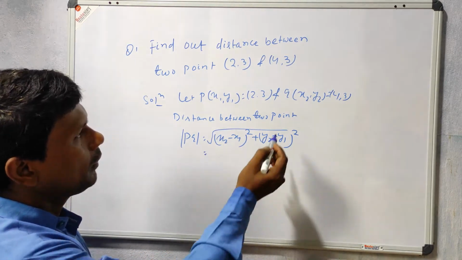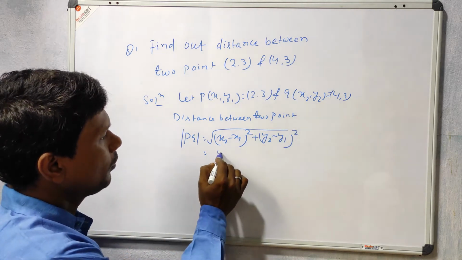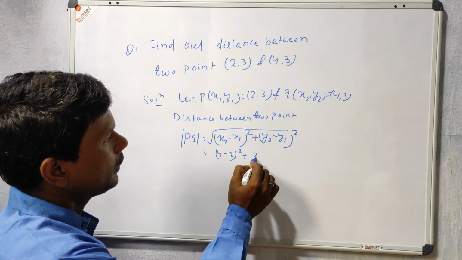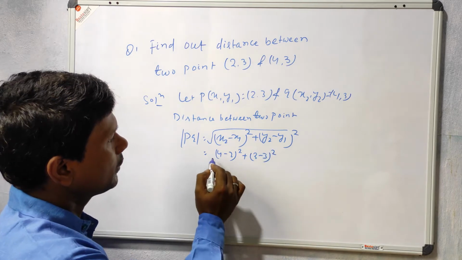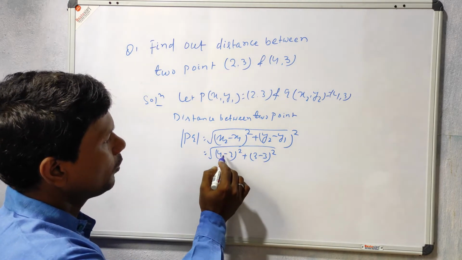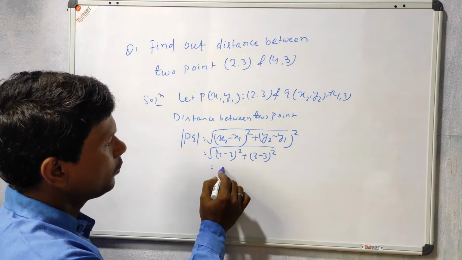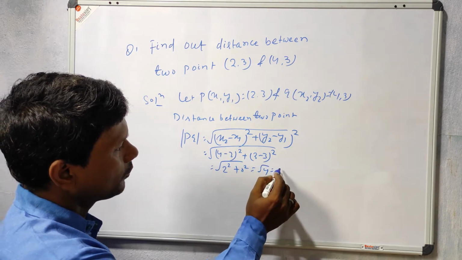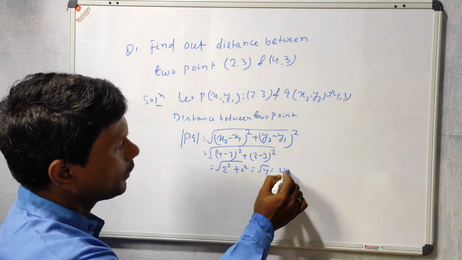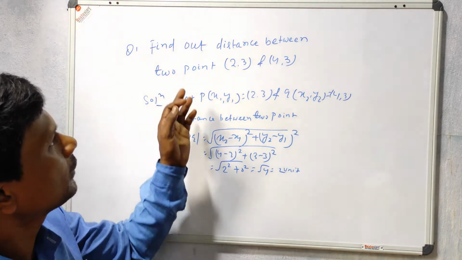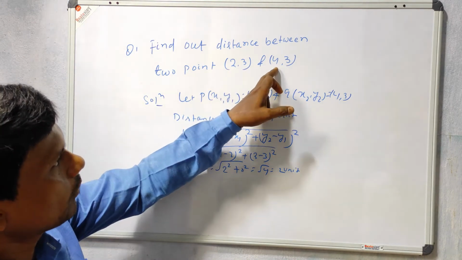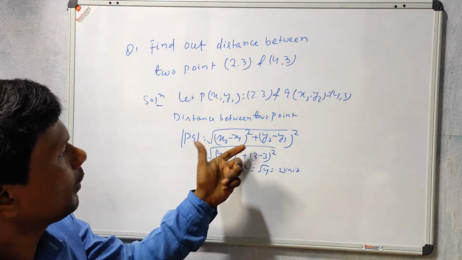What is the value of x2? That is 4. 4 minus 2, that is 2 square, plus 3 minus 3, that is 0 square. That is 4, and the square root is 2. The answer is 2 units. So in this way, find the distance between two points. Given two points, put them in the formula and get the answer.